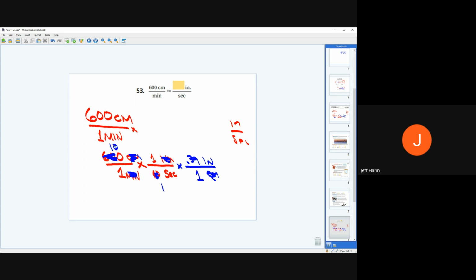Does anybody know what 10 times 0.39 is? 0.390. So listen to me, how many zeros? The 10 moves the decimal 1 place. It would simply be 3.9. What are my labels I'm left with? Inches per second.